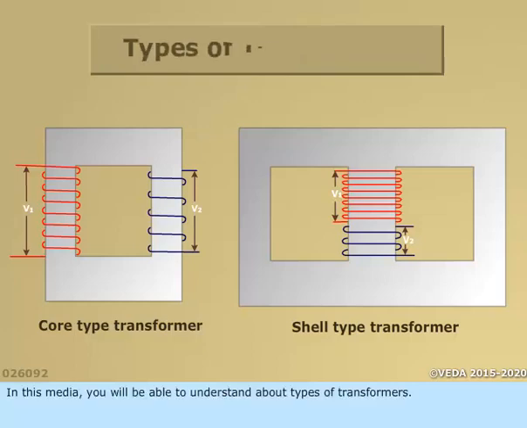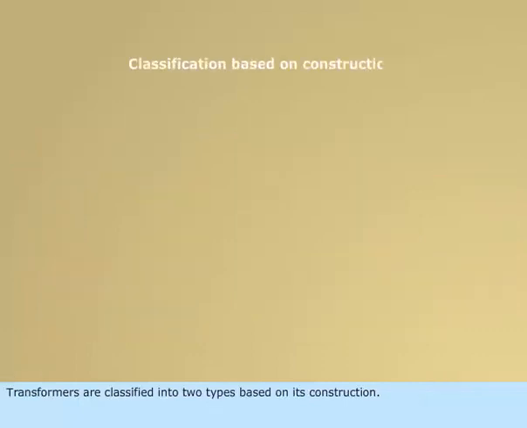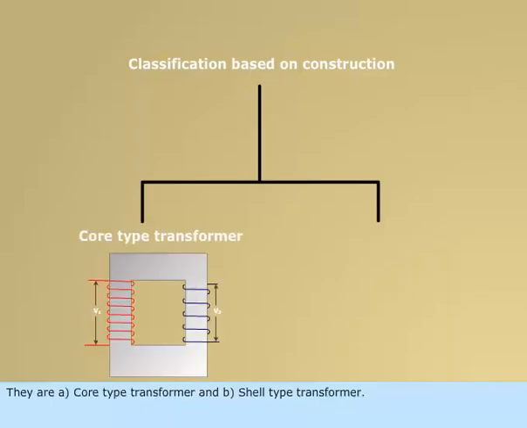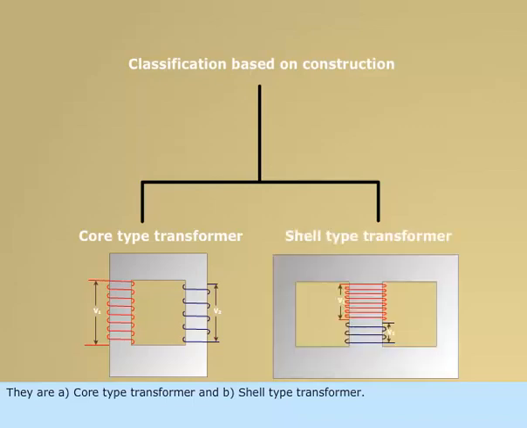In this media, you will be able to understand about types of transformers. Transformers are classified into two types based on its construction. They are A. Core-type transformer and B. Shell-type transformer.